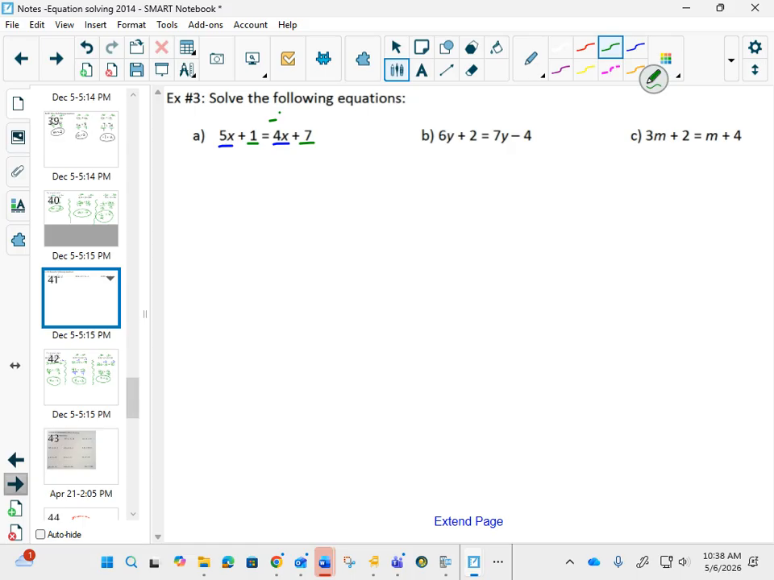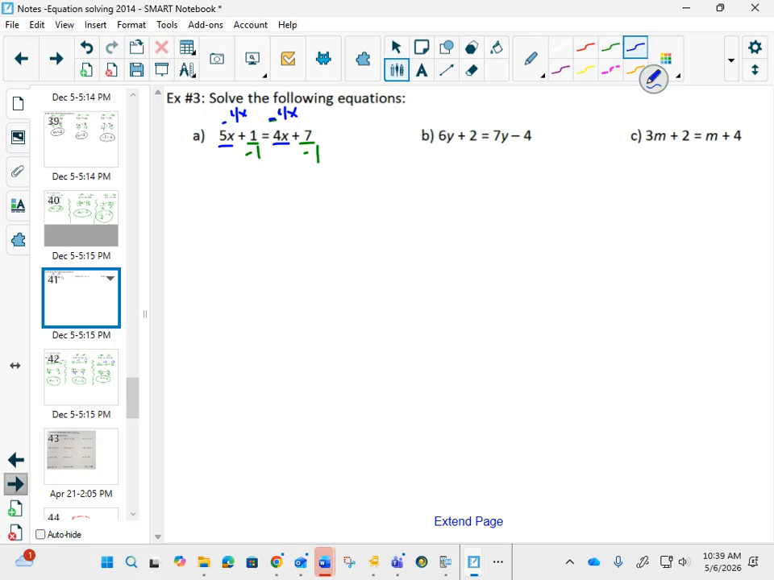I want to use blue. I'm going to subtract 4x, I'm going to subtract 4x. That gets my x's all to the left side. For my numbers, I want all my numbers on the other side. So I'm going to take this 1 and subtract 1 and subtract 1.